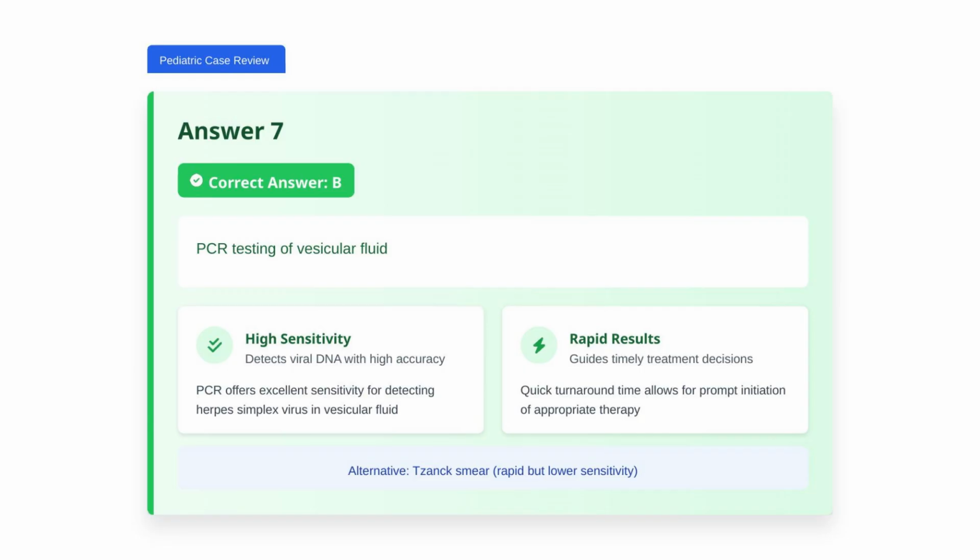While viral culture is another option, it takes longer to obtain results. Tzanck smear can be performed quickly but has lower sensitivity and specificity compared to PCR.